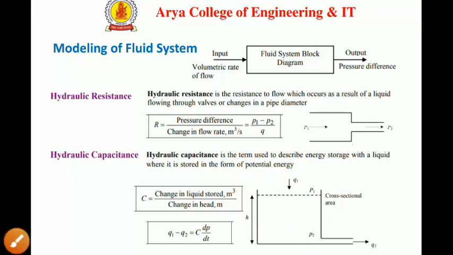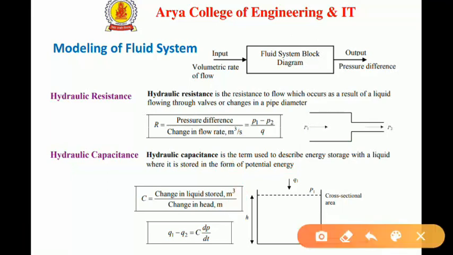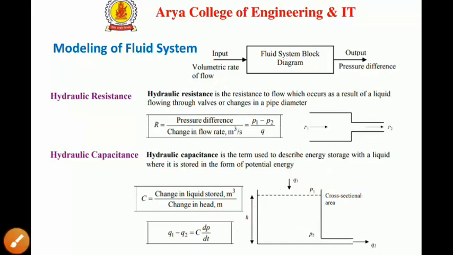You can see in this diagram we have input flow rate Q1, and Q2 is the output flow rate. P1 is the input pressure, and P2 is the output pressure. H is the height of this tank, and cross sectional area is A. So C can be defined as Q1 minus Q2 equals C dp by dt. After solving this, we have Q1 minus Q2 equals C dp by dt, where C is hydraulic capacitance, Q1 minus Q2 is change in flow rate, and dp by dt is change in pressure.